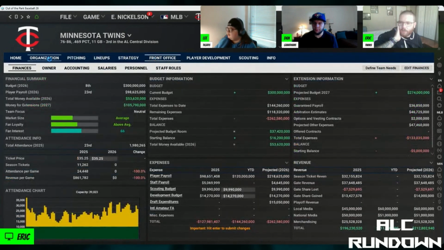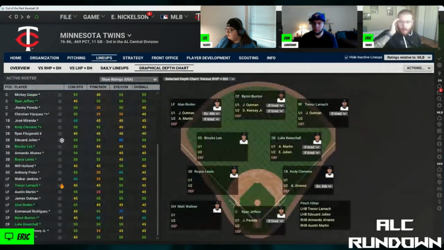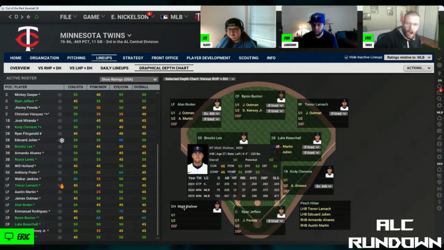But let's go to lineups. This lineup is not encouraging. You have Byron Buxton, an underperforming Trevor Larnach. I put Matt Wallner in the DH. Honestly, and they refused to do this. Matt Wallner had a disappointing year, and he still had an 810 OPS, and he had a disappointing year.